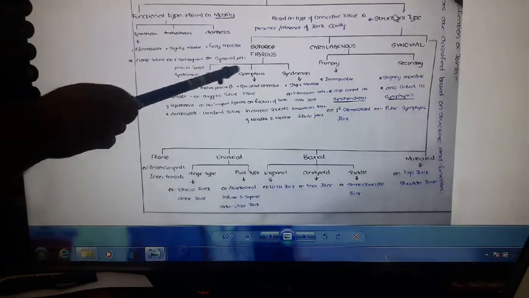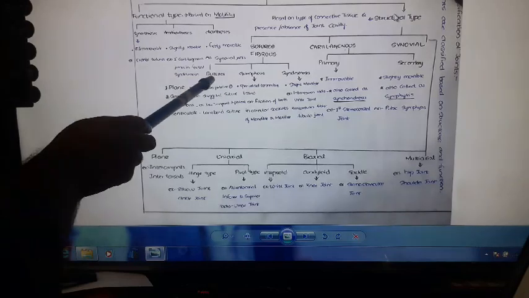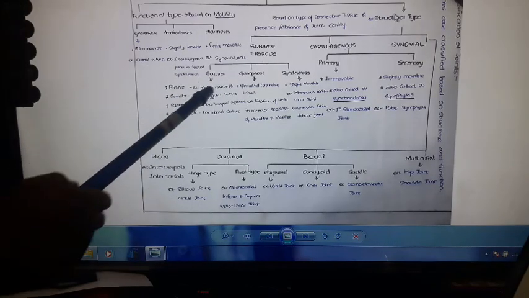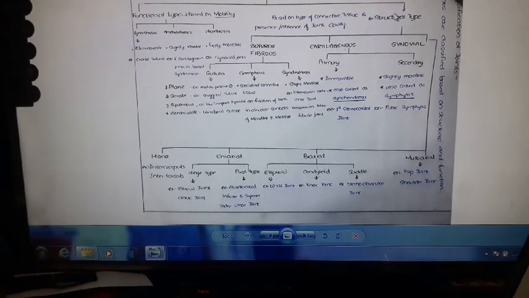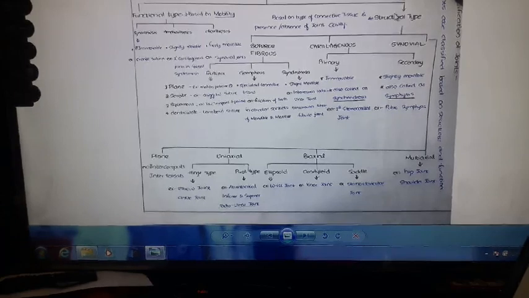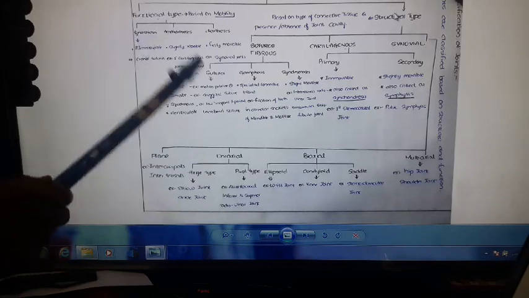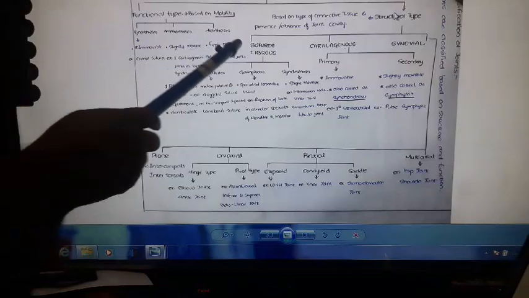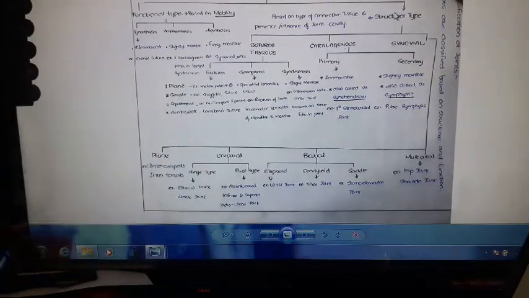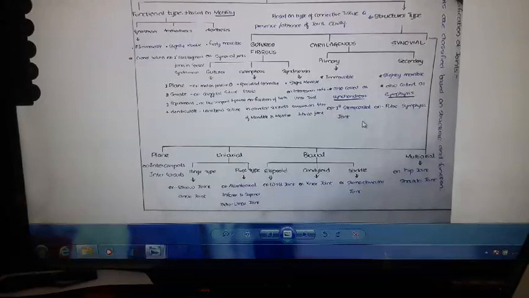This fibrous type is again classified into three types. Number one is sutures. Number two is gomphosis. Number three is syndesmosis. First we discuss the fibrous type. The fibrous type divides into three: sutures, gomphosis and syndesmosis.